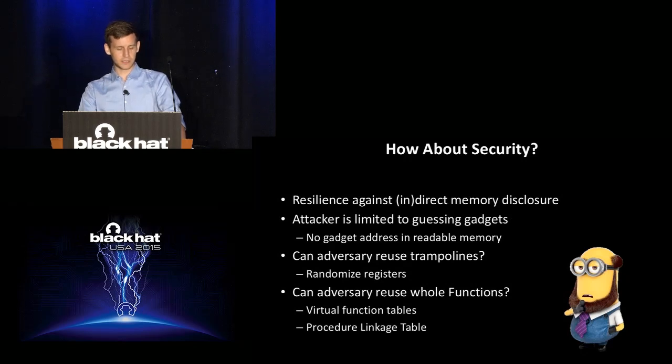We build up resilience against direct and indirect memory disclosure, which leaves the attacker basically guessing where the gadgets are, because we really ensure that every executable code resides in non-readable memory. However, what we cannot prevent is that an attacker discloses trampoline addresses. Although we do some randomization there too, in our adversary model we have to assume that sooner or later the attacker will get access to every trampoline address.